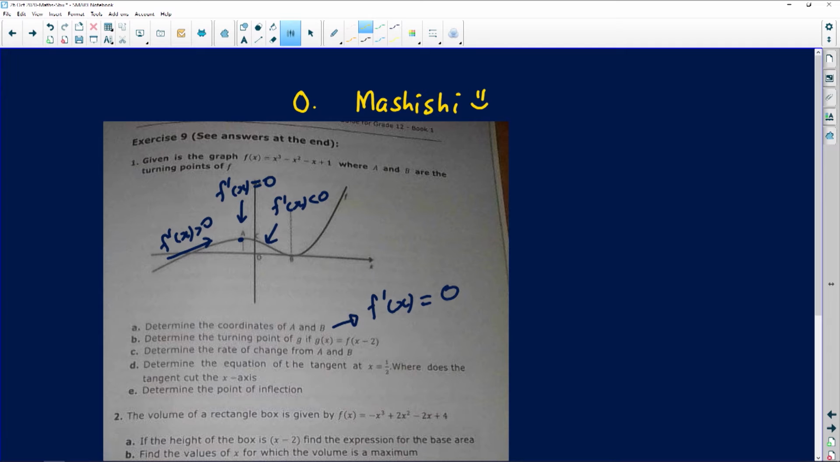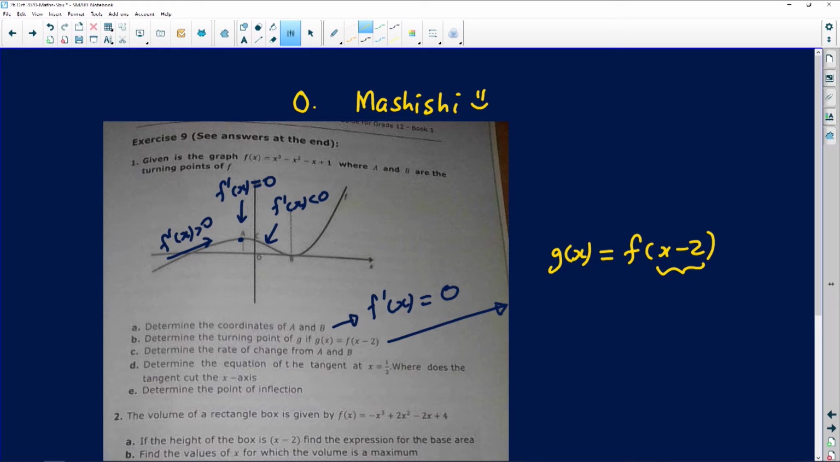All right. The next question says to us here, we need to determine the turning point of g if g of x equals f of x minus 2. Very interesting. So now let's ask ourselves, what is actually happening here? If you're asking me to find the coordinates of the turning point of g, and you're telling me that g is f of x minus 2, what exactly did you do to f in order to get g? So you guys should know that this is a shift along the x-axis.